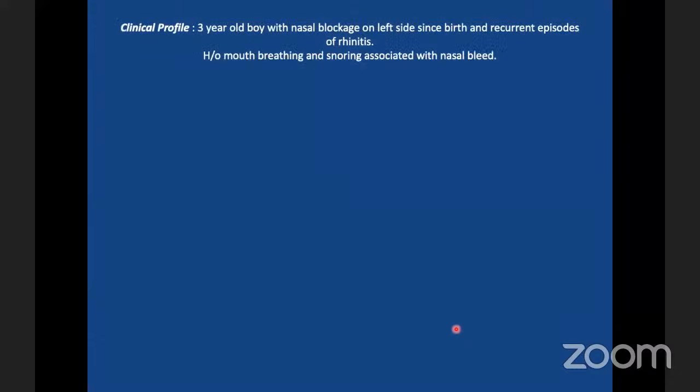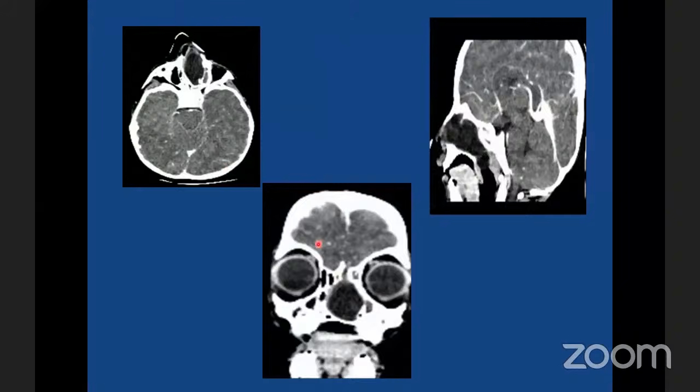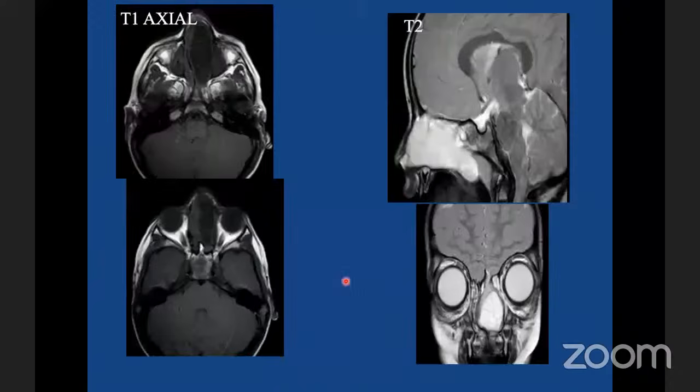One quick example of a 3-year-old child with nasal blockage due to a lesion which they could see in the nasal cavity. The child had nasal breathing difficulty. So axial, coronal, sagittal plane images show a hypodense lesion in the nasal cavity which is expanded with displacement of the nasal septum. On contrast study, there is no enhancement, and there is a kind of defect seen at the level of the cribriform plate.